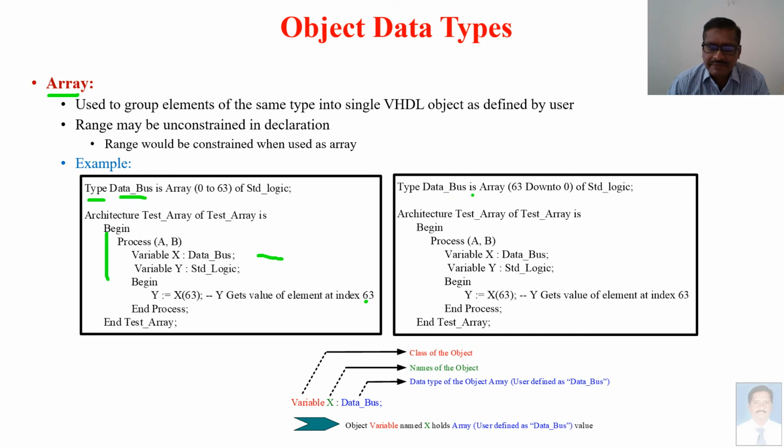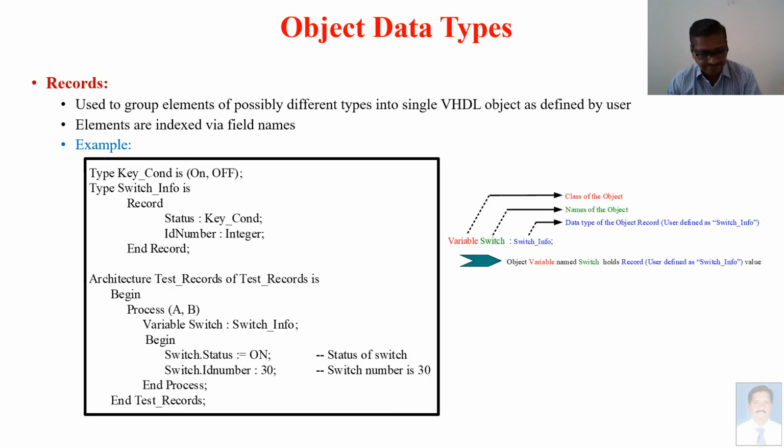The type data bus is an array, that is 0 to 63 of std_logic, and its definition can also be the reverse of this. It is 0 to 63, it may be 63 down to 0, that can be done, and it holds a similar value. This is what is used in defining the different data type which comes under this particular category, which is the array.